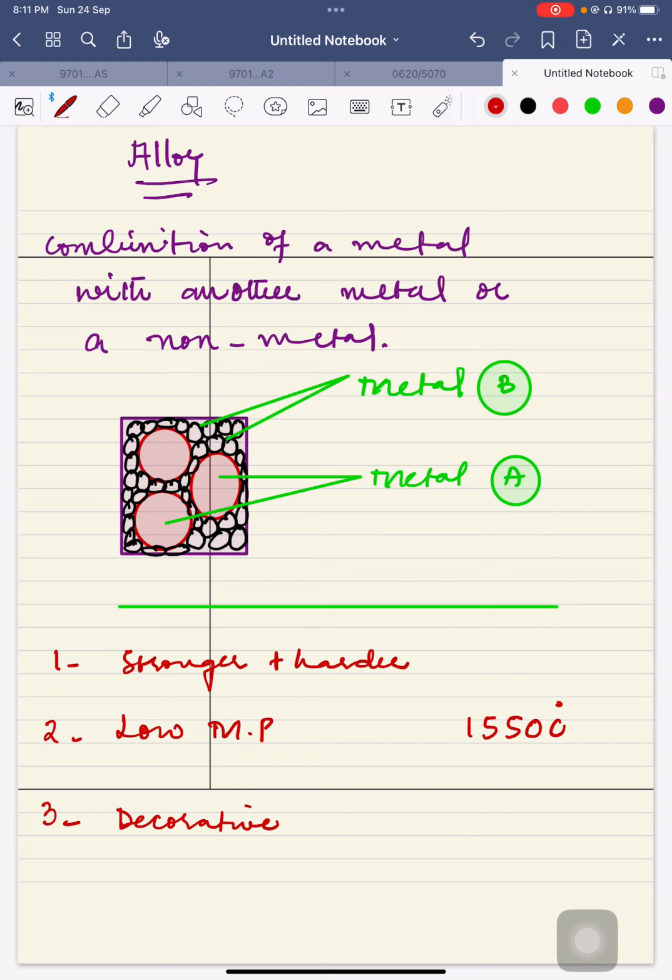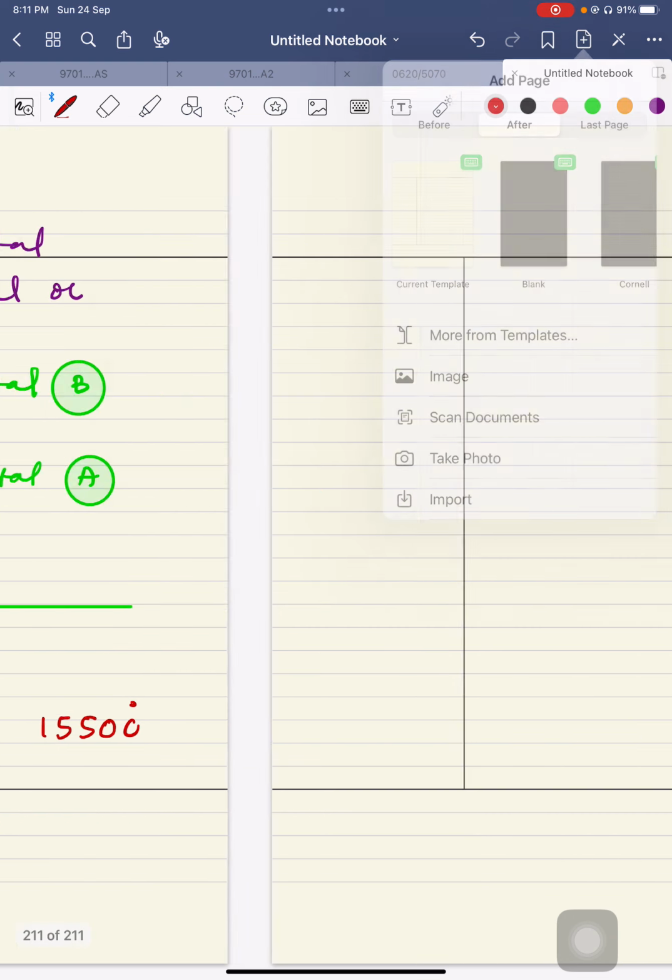Can we write this decorative or appearance point in the exam? Yes, it is important regarding the paper. That's why we can write it. So this is an alloy, how it is made, and what the properties associated with it are, which I have discussed with you. But there are certain other things associated with alloys which I'm going to tell you right now.